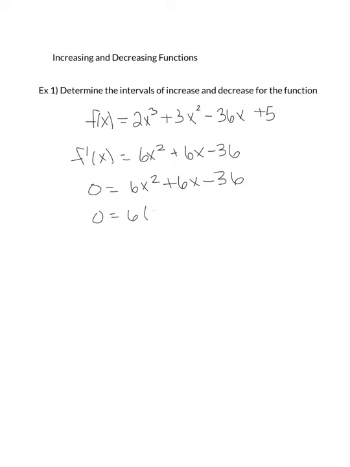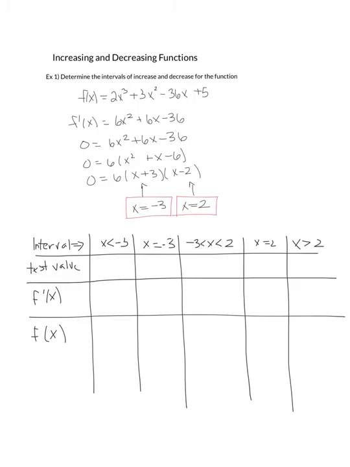I can take a 6 out right away. So x squared plus x minus 6. And then something that multiplies to -6 and adds to 1. x plus 3 and x minus 2. So I know right away that I have a critical point at x equals -3 and another at x equals 2.